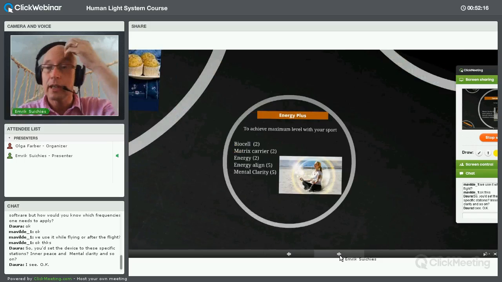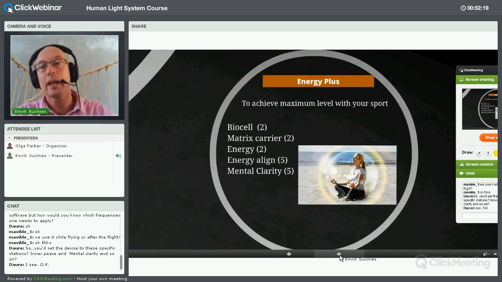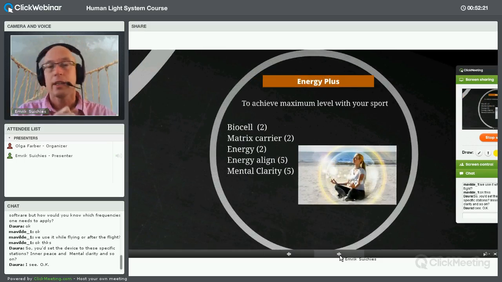I use it a lot in, for example, when I'm doing yoga and I'm teaching yoga, I always put on the Mihealth on a specific frequency to bring the quietness into the room and to the people.